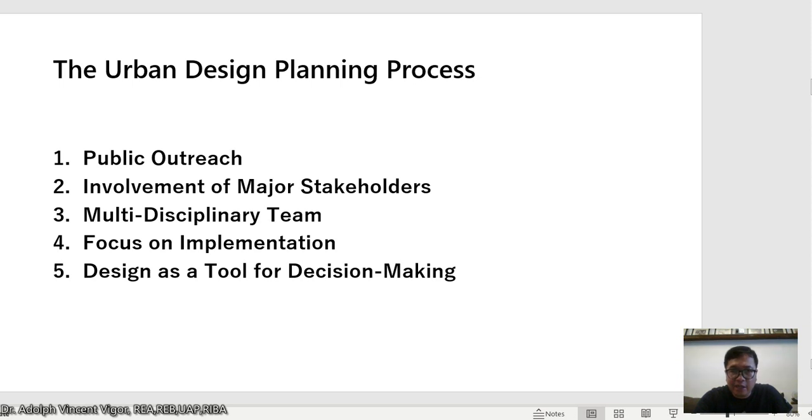Then design as a tool for decision making. Of course, design is a tool for decision making, guys, because design provides a framework for the future. So that's why you design, because you want to know what problems could occur in the future if the design is not implemented.